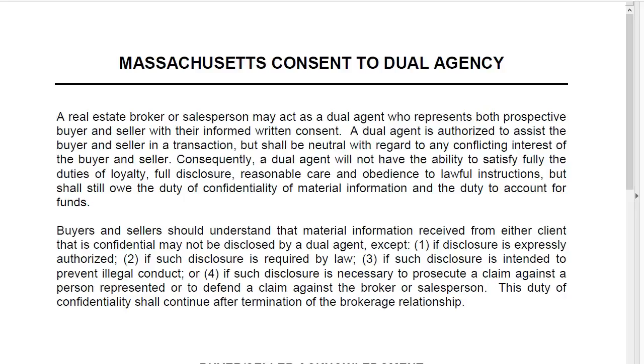So as you're filling it out, you might say something like, okay for me to advertise, yes. Okay for me to put a sign out front, yes. Okay for me to bring the buyer, yes. You just check that box, and consent to dual agency is built right into the listing agreement.